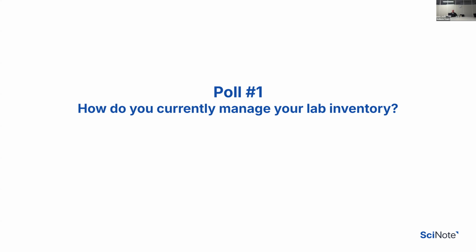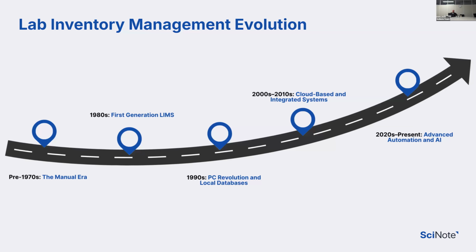Good. So a quick history of lab inventory management and how it all started. Pre-1970s, it was the manual era, paper logbooks mostly. You can still see that some of you are still using paper logbooks, index cards, handwritten labels, entirely manual, and also not a lot of standardization. I mean, index cards were standardized, but mostly not a lot of standardization was done there.